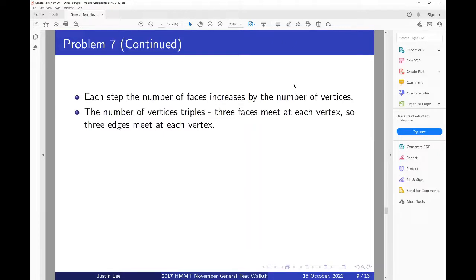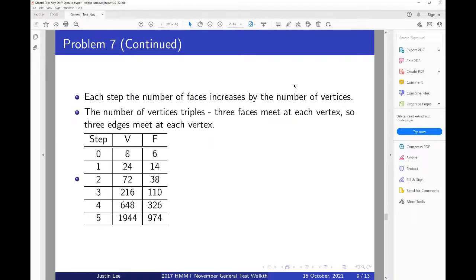Well, the number of vertices triples because each vertex is cut off, but it's replaced by 3 vertices along each of the 3 edges that meet at the vertex. We do have 3 edges that meet at each vertex because we'll always have 3 faces that meet at each vertex. So just list the table here. The number of vertices is 8, 24, 72, and so on and so forth. And the number of faces is, adding the number of vertices each time, 974.